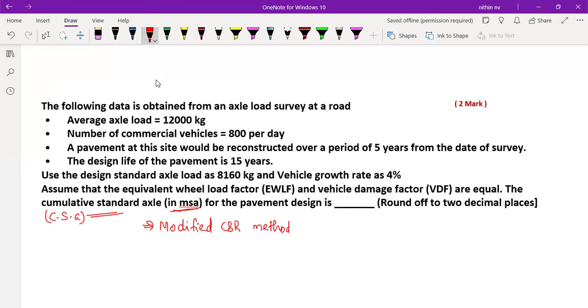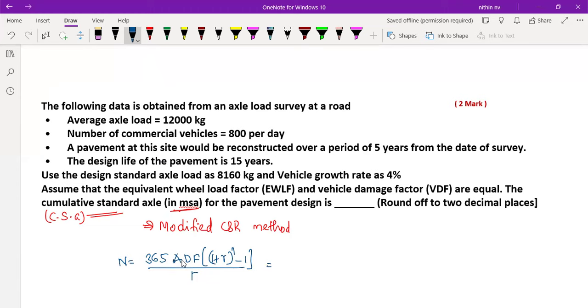So whenever we get a question from the modified CBR method, we need to think about the design traffic equation, right? 365 A D F into (1 plus R raised to N minus 1) whole divided by R, right? And all these terms you should be knowing.